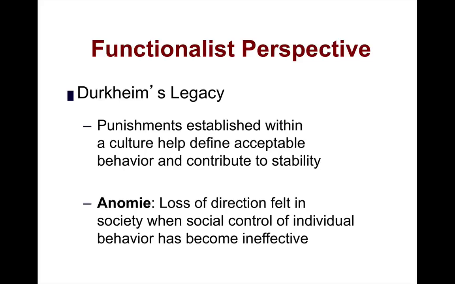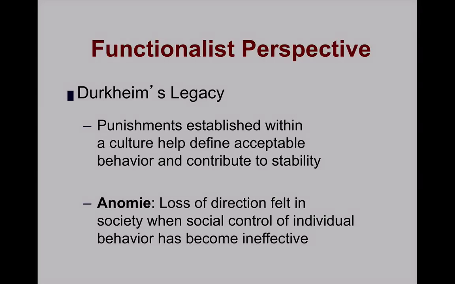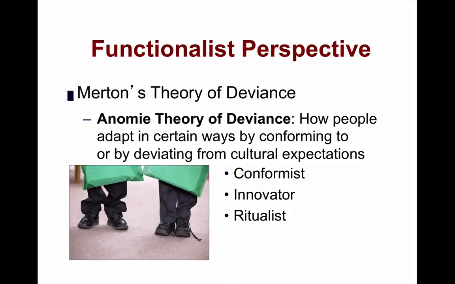But this question of anomy gets to the question of why people accept or reject the goals of society. Why would people reject the standards of acceptable behavior if they are supposed to be helping stability? This guy, Robert Merton, came up with the anomy theory of deviance.